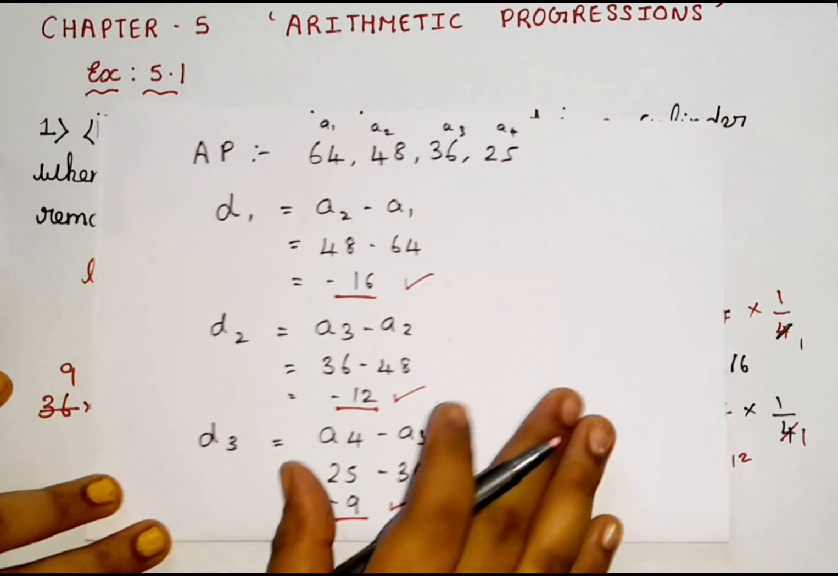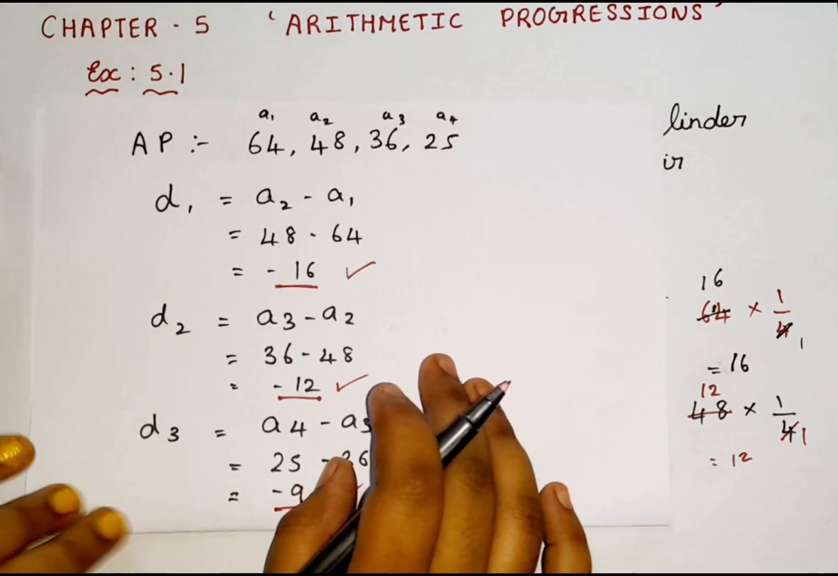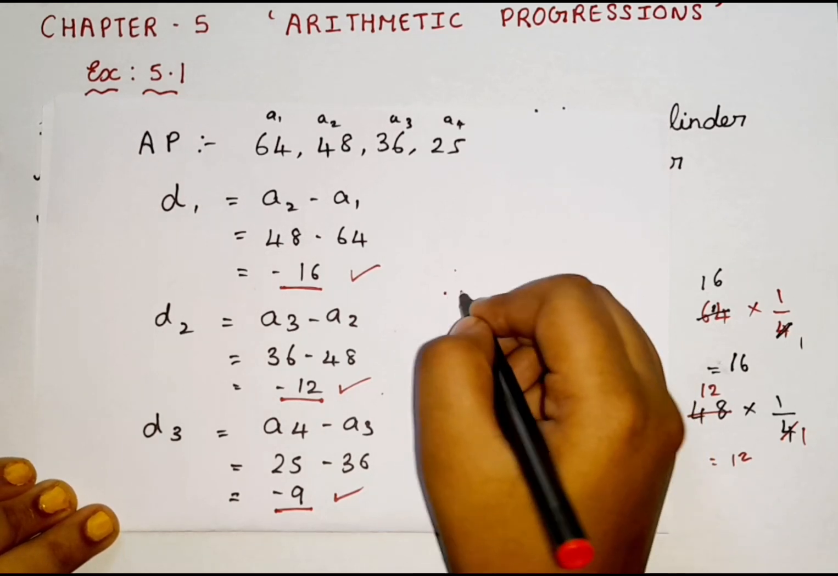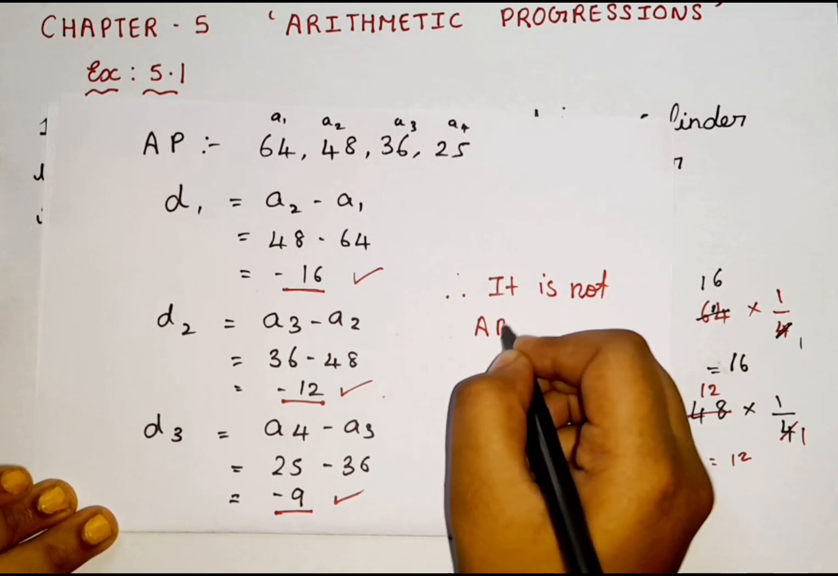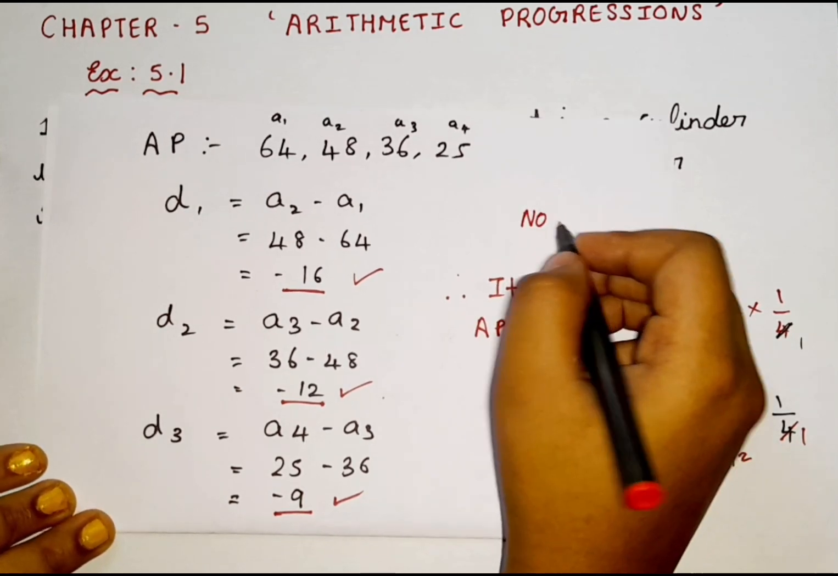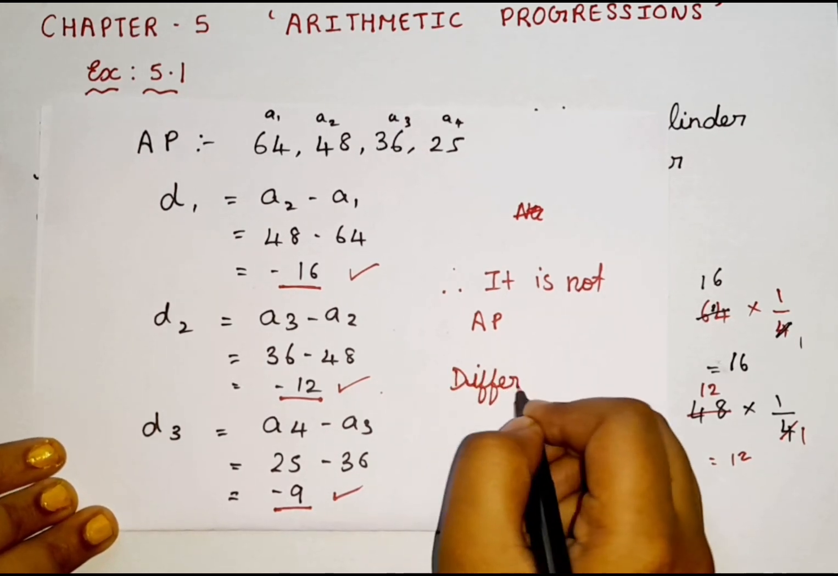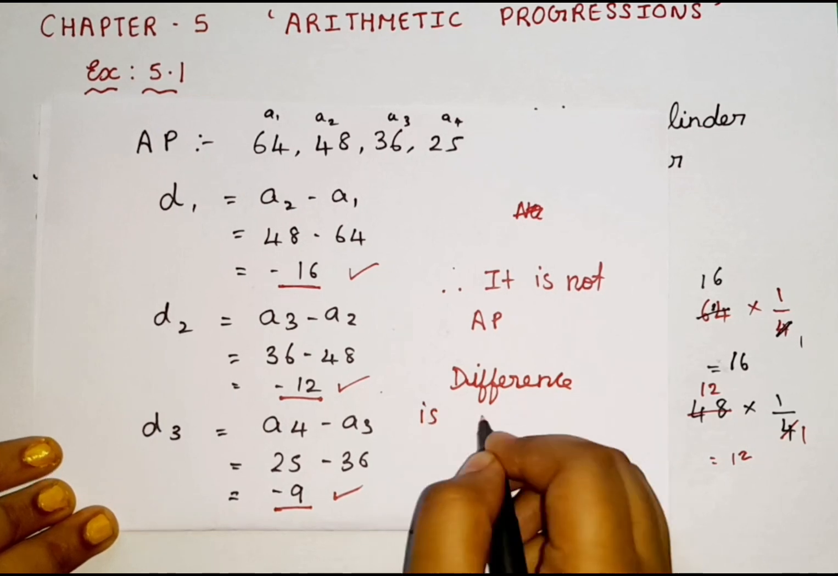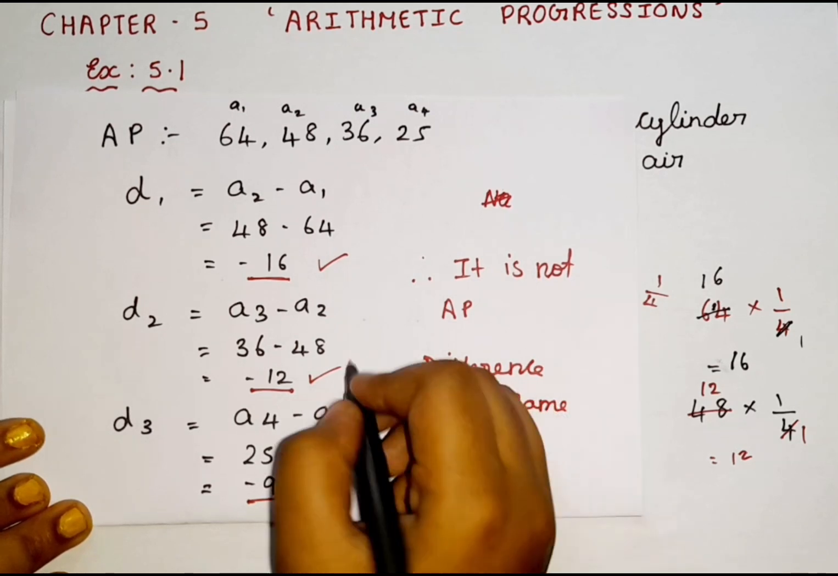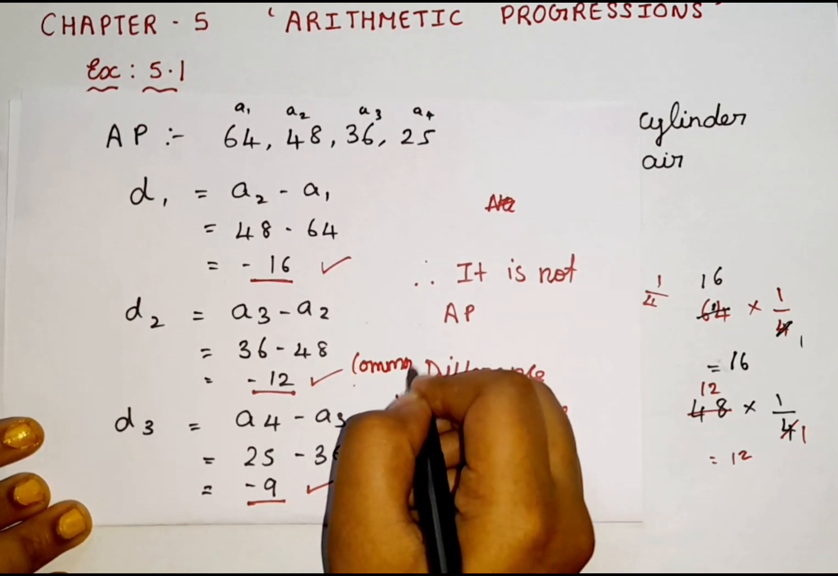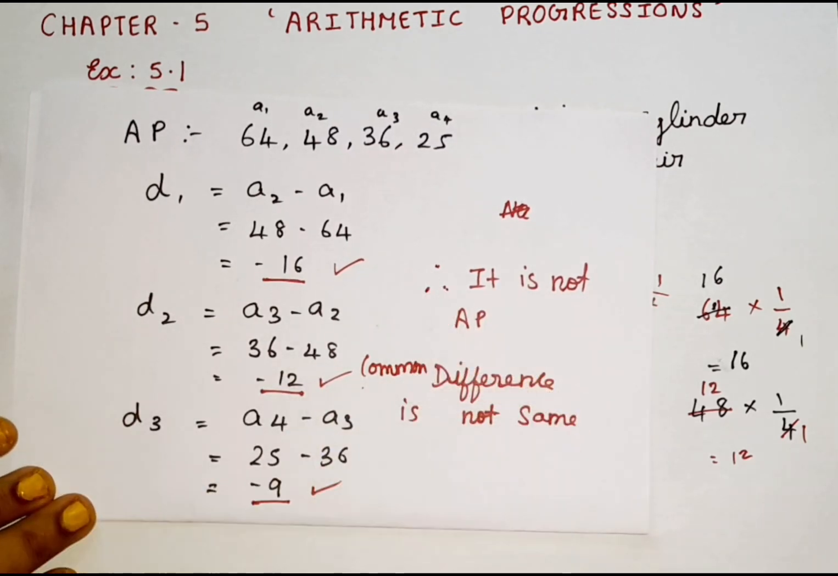All the numbers are different. Just because the common differences are all different, I can say it is not an AP. Why is it not an AP? Because the common difference is not the same. That's why it is not an AP. So this is going to be our answer.